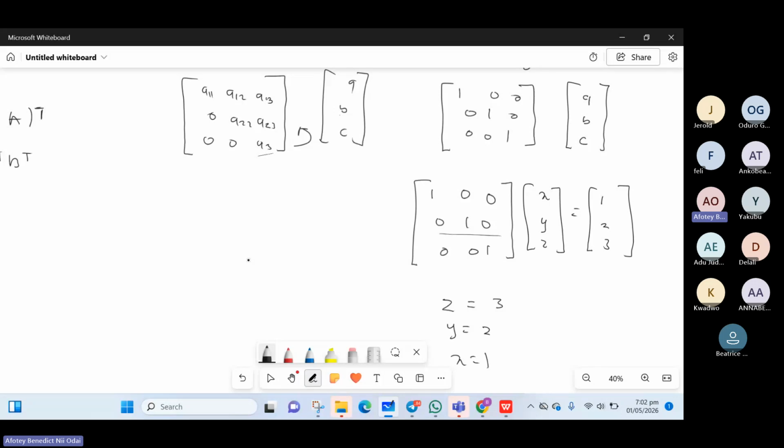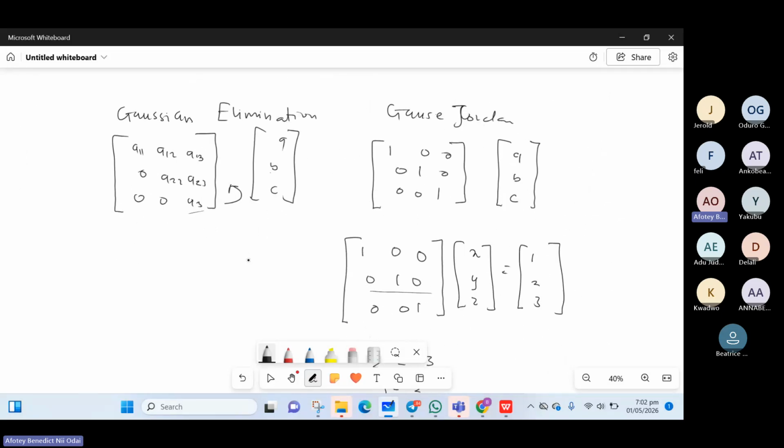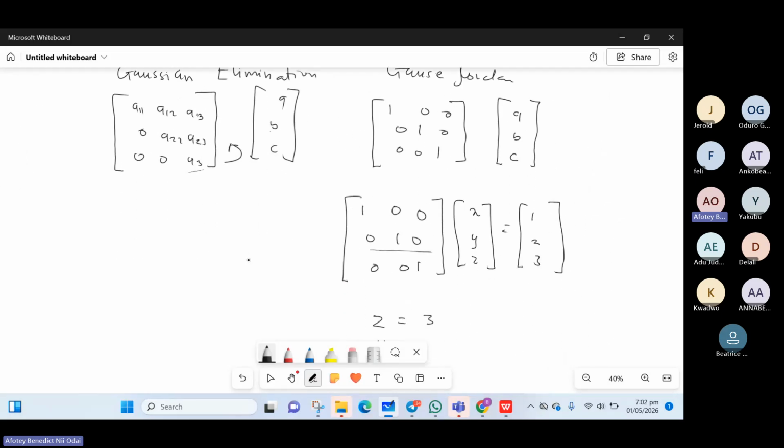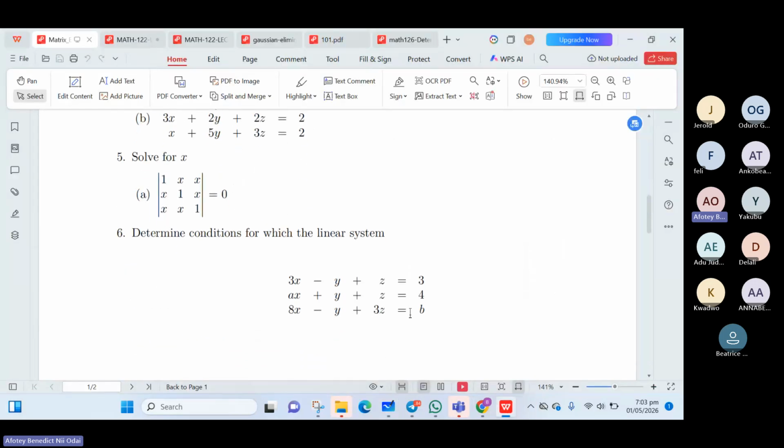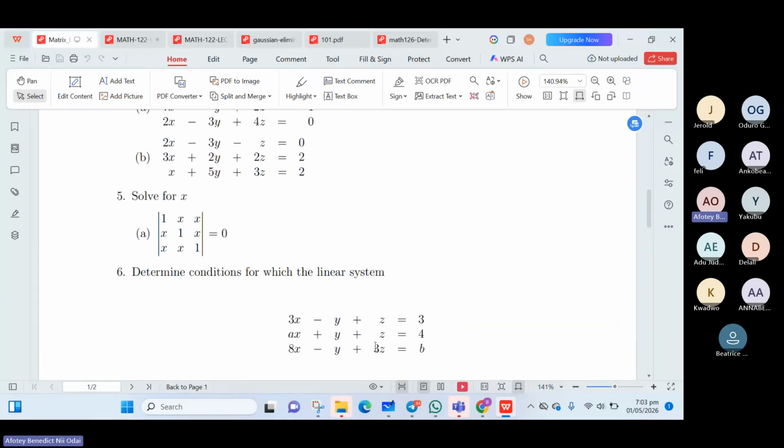So all I'm saying is that with the Gauss-Jordan elimination, you actually end up getting your answer. You don't have to do any backward substitution. But with the Gaussian elimination, you actually have to come back and do a substitution to get your final answer. Right? So let's move on with our solution. This question is a past question. I've seen it about 3 times. So let's solve it.